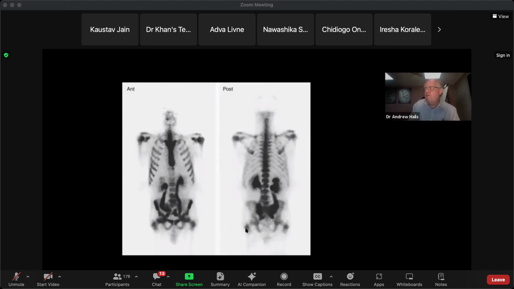Right, okay. Now, without giving any information at all, what does this bone scan show?